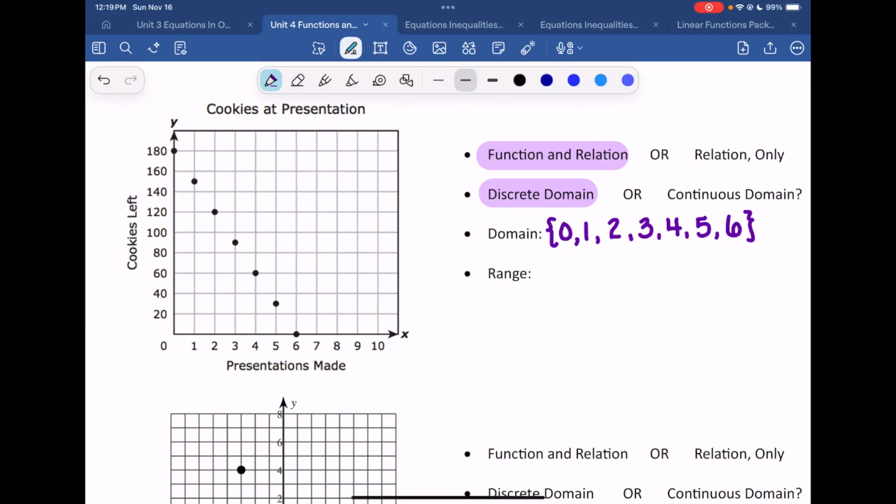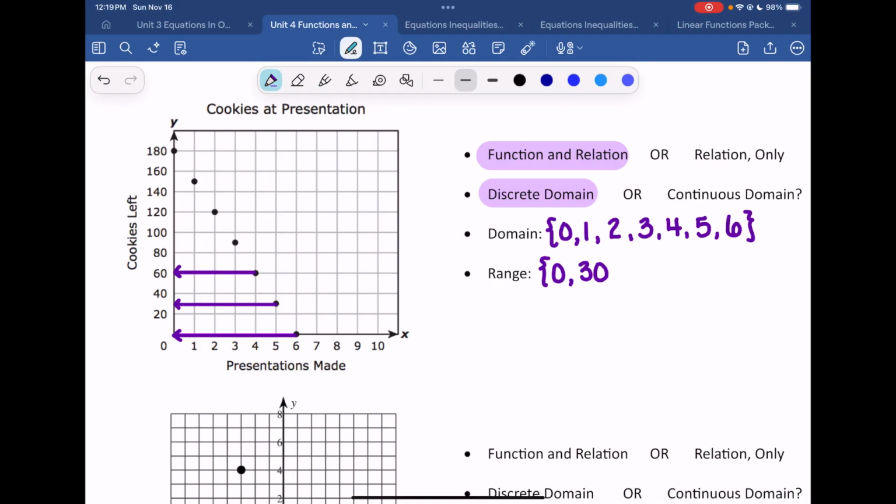And then for the range, what you're doing is you're tracing to the y-axis. So again, the order doesn't matter, but I usually start at the lowest point. Okay, so notice that that's 0. In other words, after 6 presentations are made, there are 0 cookies left. So that makes sense. Then if you go up here, we're going to assume this is 30 because it's halfway between the 20 and the 40. So after 5 presentations are made, there are 30 cookies left, etc.